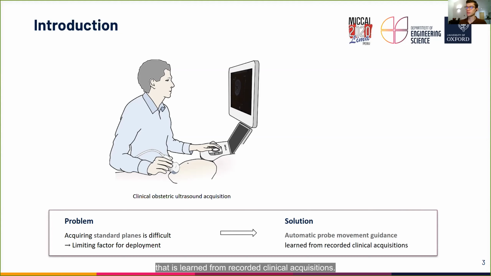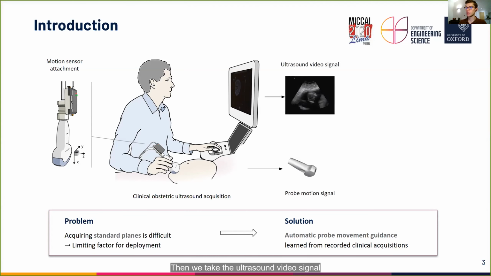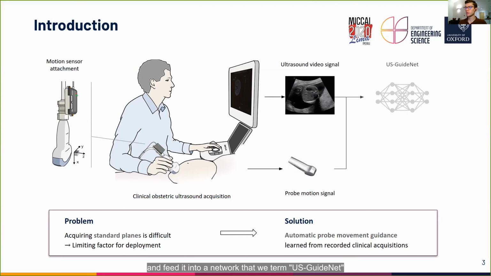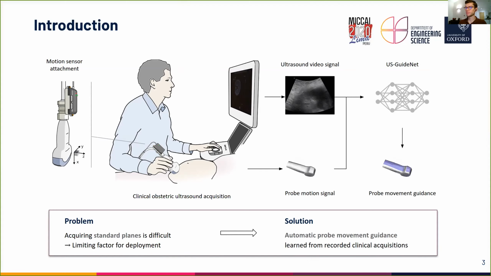The solution that we propose is an automatic probe movement guidance system that is learned from recorded clinical acquisitions. In particular, we attach a motion sensor directly to the ultrasound probe. Then we take the ultrasound video signal and the probe motion signal and feed it into a network that we term US-GuideNet, which in turn outputs the probe movement guidance signal.